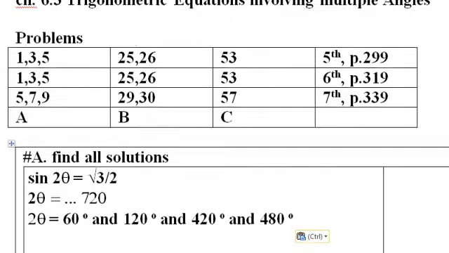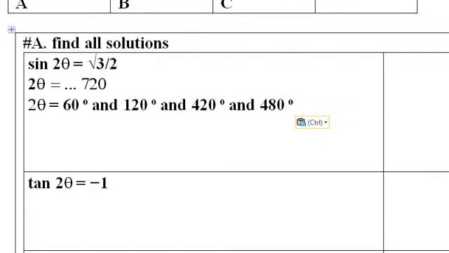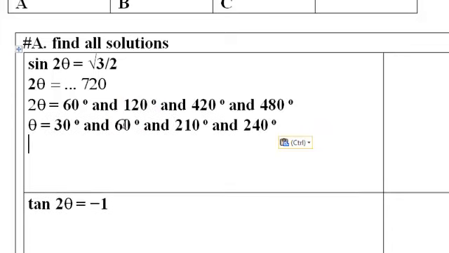And I should scroll up here so we can see this nicer. There we go, and of course that is 2 theta. Again, the 420 is 360 degrees higher than the 60, and we can see the same thing here. And now we divide by 2, and then these are the permissible solutions between 0 and 360 degrees.